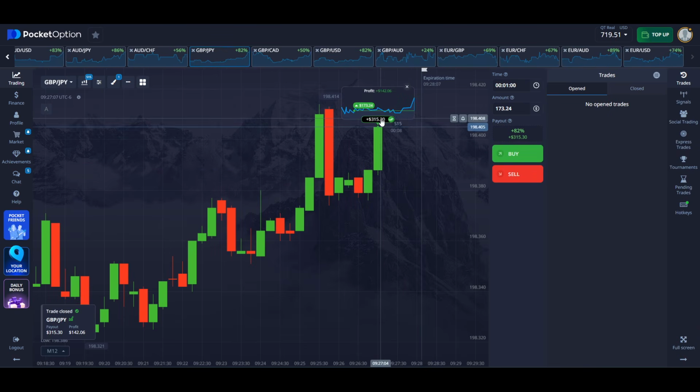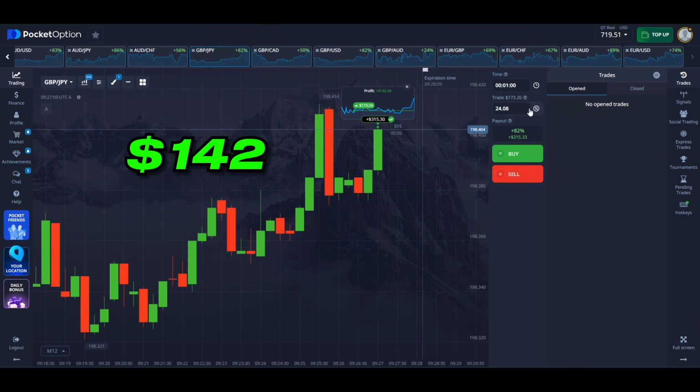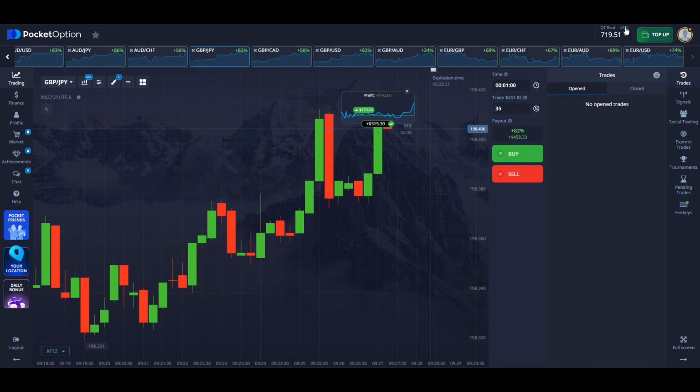A whole 25 points brings me $142. Let's open the next trade at 35%. And look, here's the nuance. If we open a trade for $250 here, we pretty much lose nothing except our time. That's why I'll open the next trade for $250, and my balance will stay intact.